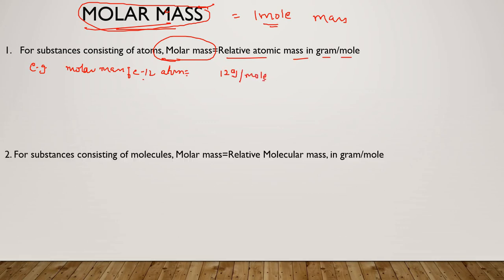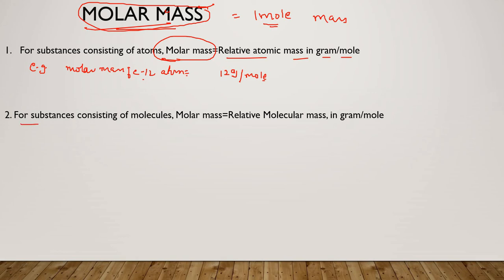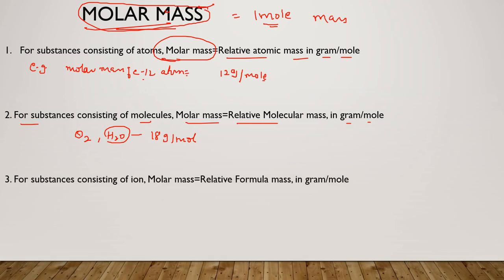Now what about molecules? Similarly, if you're talking about molecules, for example H2O, this is a molecule, so the molar mass for that molecule will be equal to the relative molecular mass in gram per mole. So this will be 18 gram per mole. Similarly, if you have an ionic compound, the molar mass will be equal to the relative formula mass in gram per mole. What is relative formula mass? You can watch my previous video.